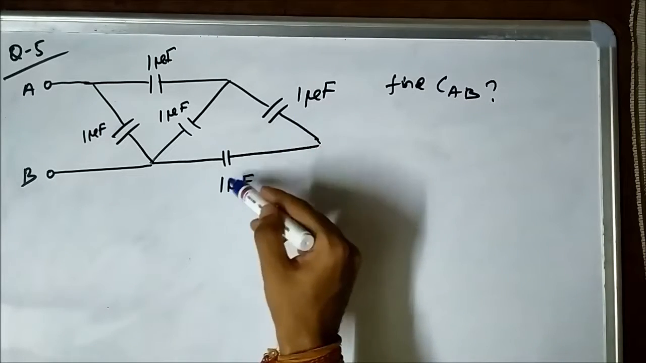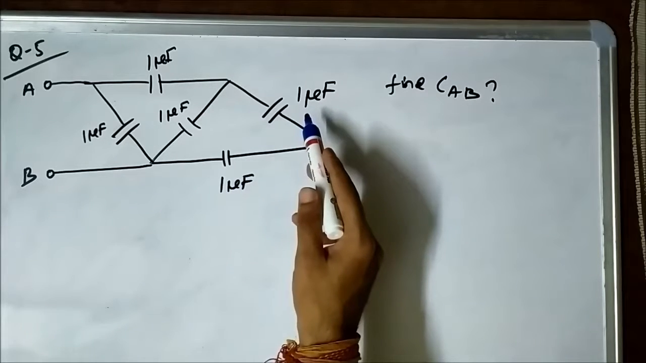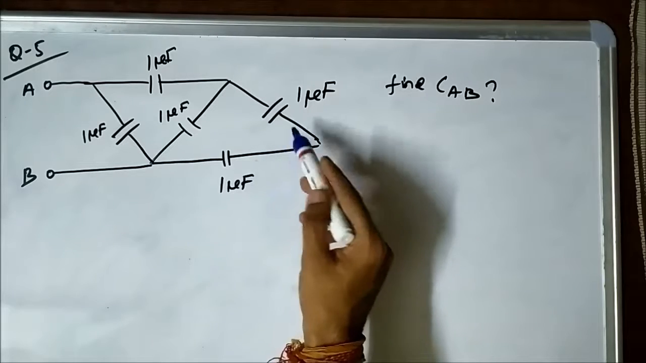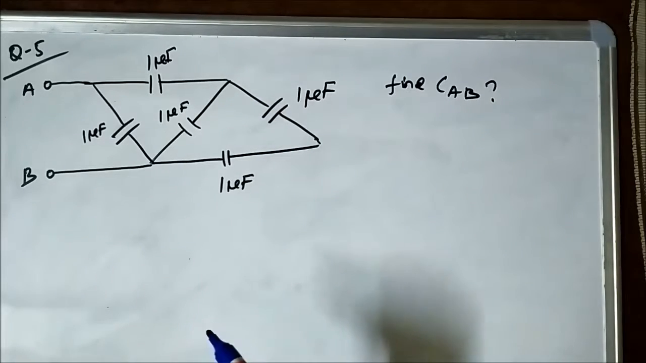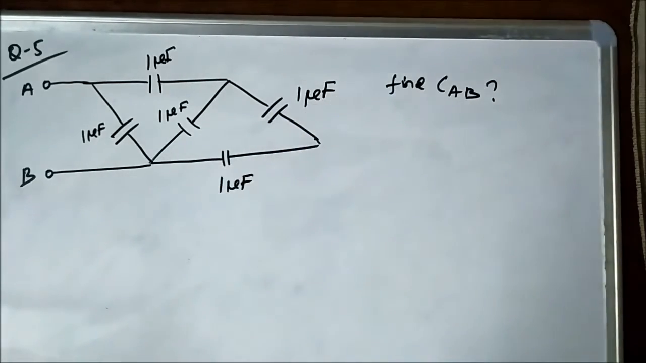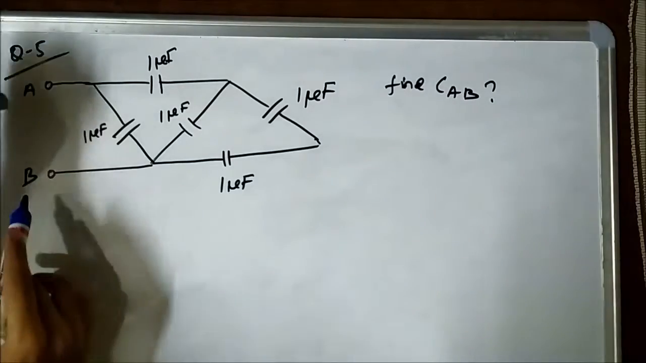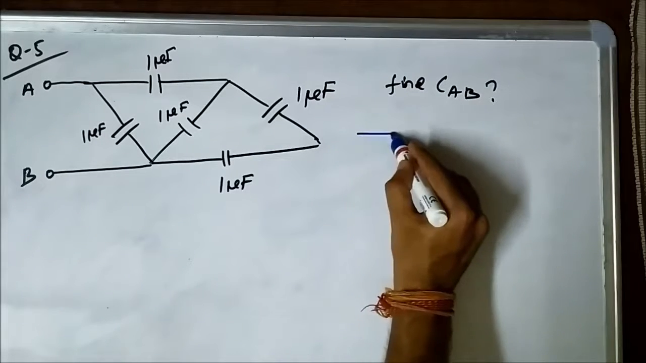So these two capacitors, the 1 microfarad and this 1 microfarad capacitor, see, they are connected in series. There is an end-to-end connection pattern. These two 1 microfarad capacitors, we are talking in reference to these 2 points A and B, there is an end-to-end connection pattern. It is just like this.